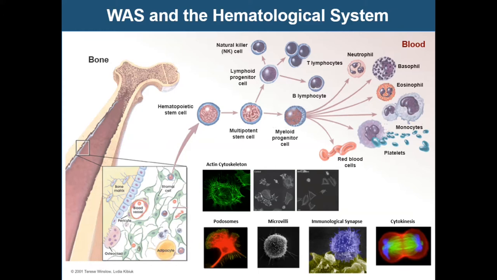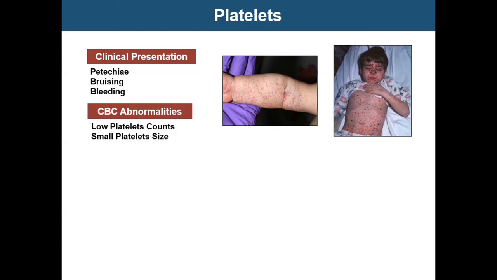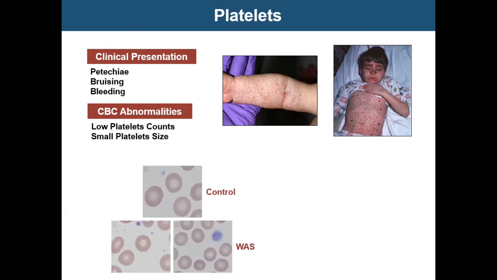So, talking about platelets as one of those cells, you all know that the problems with platelets in Wiskott present themselves with petechiae, bruising and bleeding. And when we look at the CBC, we see low platelet counts and small platelet sizes. Low platelets result in this kind of presentation. And this is just a picture of control platelets, healthy donor control platelets. You see they are much smaller than the red blood cells. In Wiskott patients, you have seen this already, they have some normal size platelets, sometimes even larger platelets, indicating some problems with platelet generation. But mostly, they have these small size platelets.